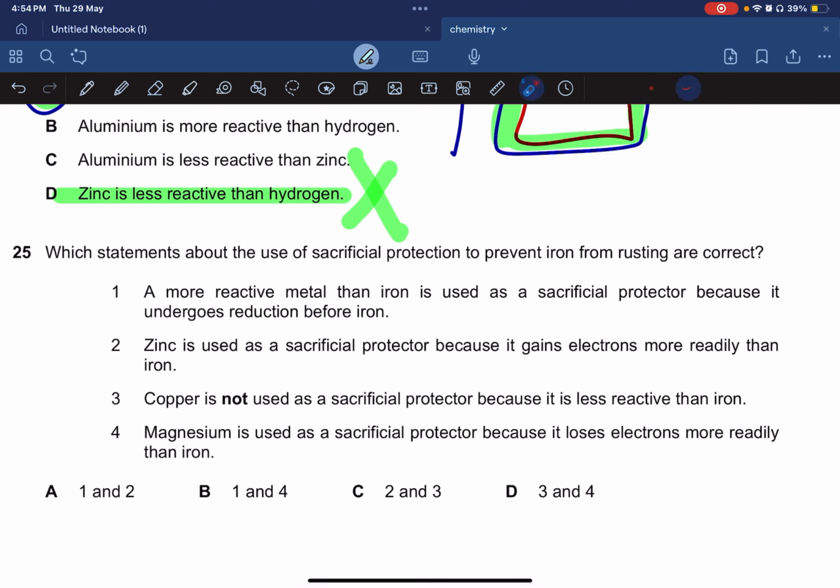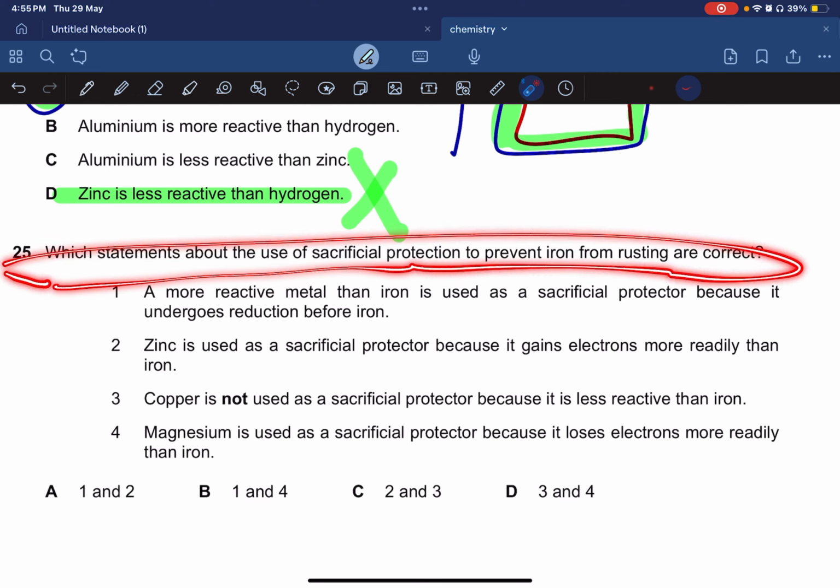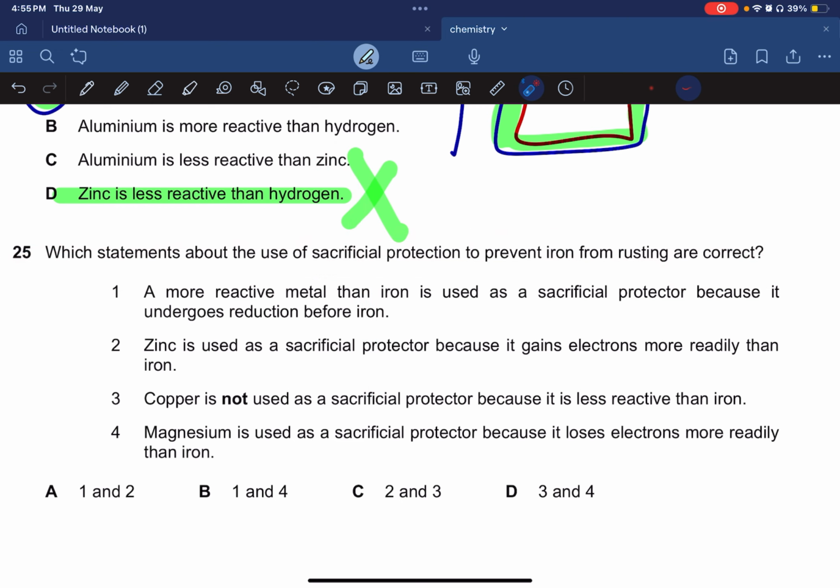Okay, which statements about the use of sacrificial protection to prevent iron from rusting are correct? For sacrificial protection, we use a more reactive metal so that it reacts instead of iron. Because we don't want our iron to react, so we're going to take a metal that reacts instead of iron. Okay, a more reactive metal than iron is used as a sacrificial protector because it undergoes reduction before iron.